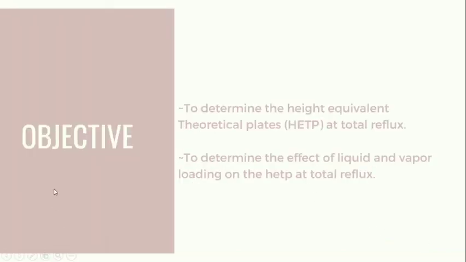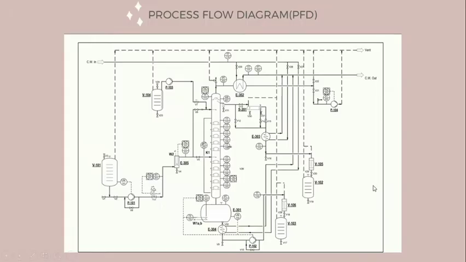So the objective of the experiment is to determine the height equivalent to a theoretical plate, HETP, at total reflux, and also to determine the effect of liquid and vapor loading on the HETP at total reflux. So this is the process flow diagram of the experiment. As you can see here is the distillation column, and inside here are the plates for the tray, where the liquid-vapor interface occurs.